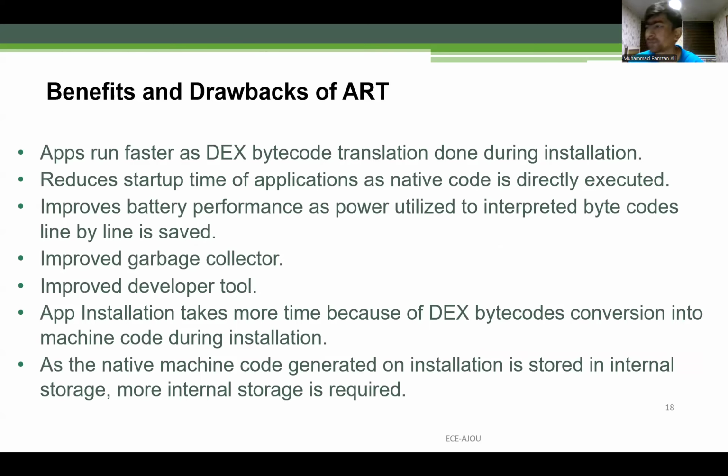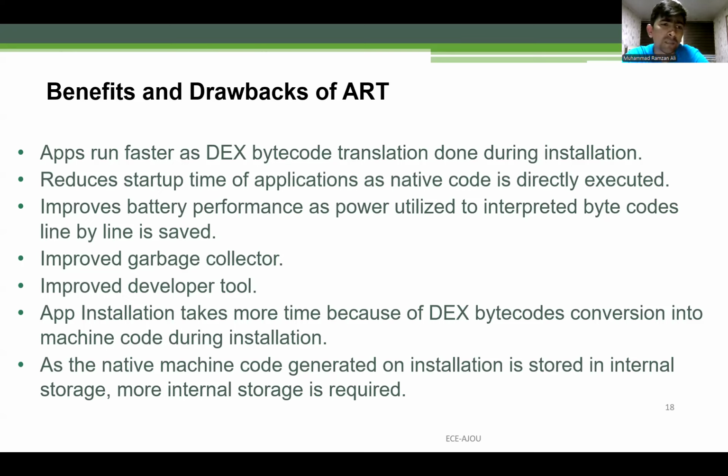So there are benefits and drawbacks of ART, Android runtime. Apps run faster as Dalvik bytecode translation is done during installation, reducing startup time of the application as native code is directly executed. It improves battery performance as power is not utilized to interpret bytecodes line by line. It also has an improved garbage collector and improved developer tools. But app installation takes more time because of the conversion of Dalvik bytecodes into machine code during installation, and as the native machine code generated on installation is stored in the internal storage, more internal storage is required.